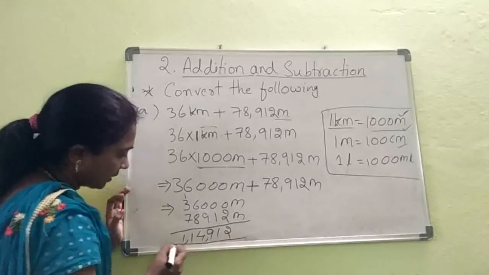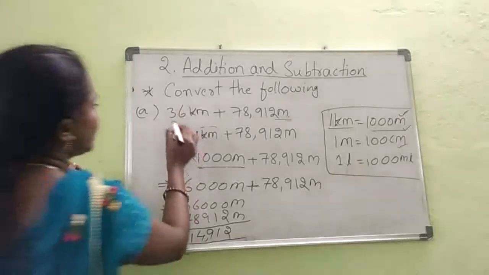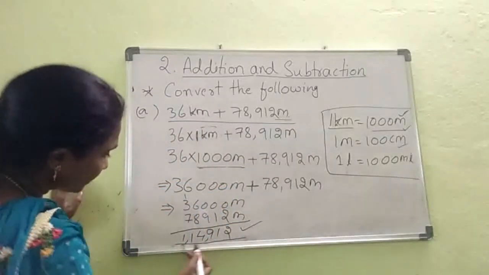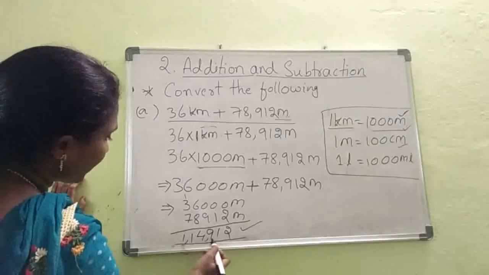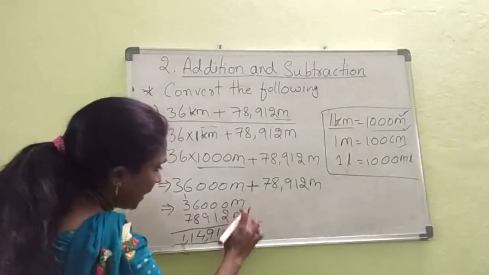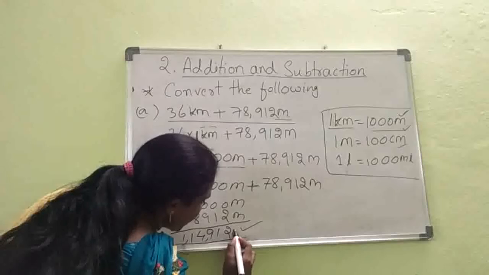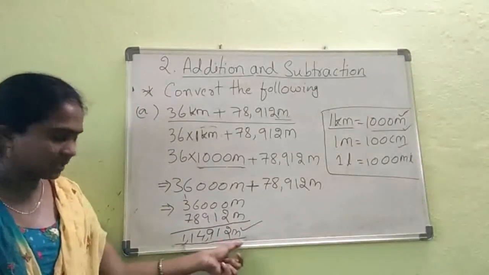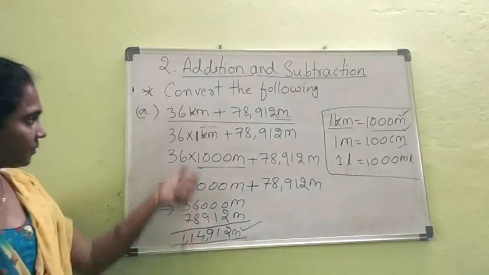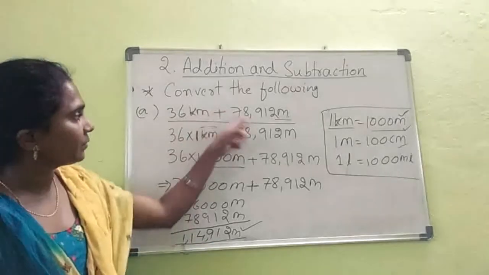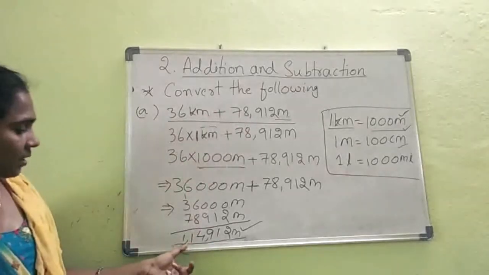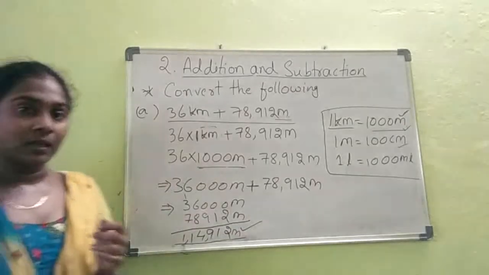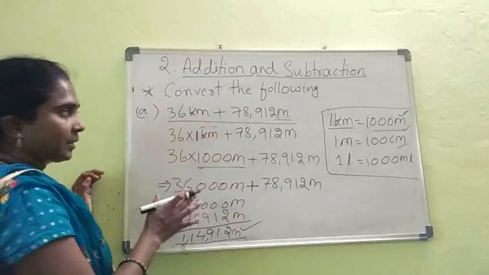I hope it's clear, right? Adding these two numbers, what is the answer we got here? That is 1,14,912, and keep the unit the same, that is meters. Right? I hope it's visible. This is clear, right? What is the final answer we got adding these two numbers? That is 1,14,912 meters. Right? I am just explaining.